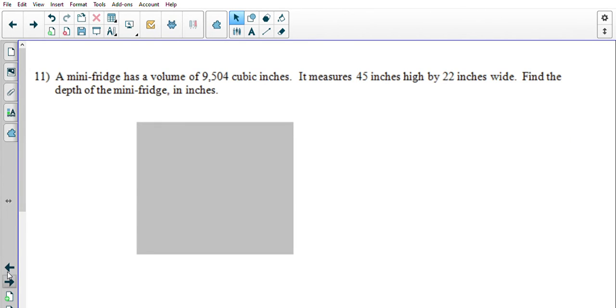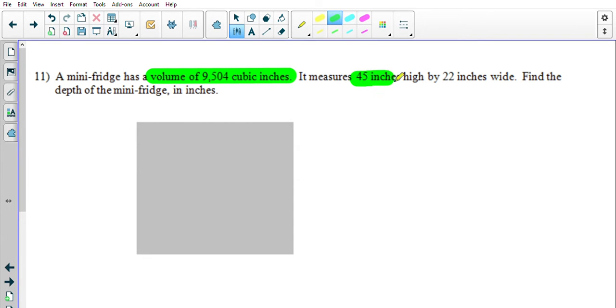All right, let's take a look at number 11. Number 11 is a good problem because it deals with a similar type of situation to the previous two. You can certainly try this one on your own. It's up to you. In number 11, it says a mini fridge has a volume of 9,504 cubic inches. So we are given a volume of 9,504. It measures 45 inches high by 22 inches wide. We want to find the depth of the mini fridge.